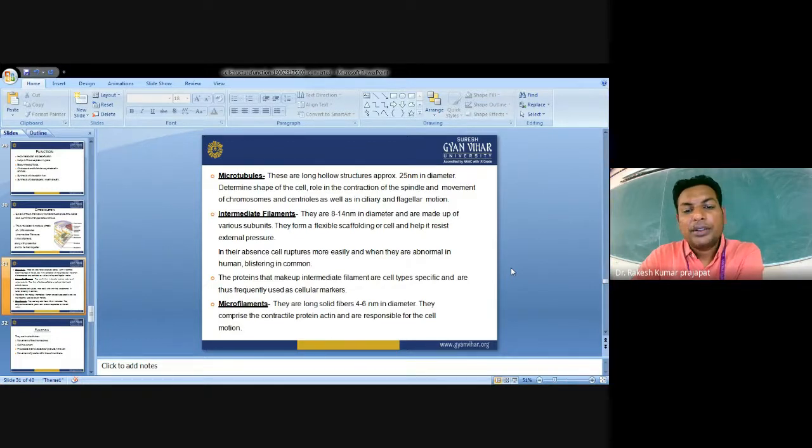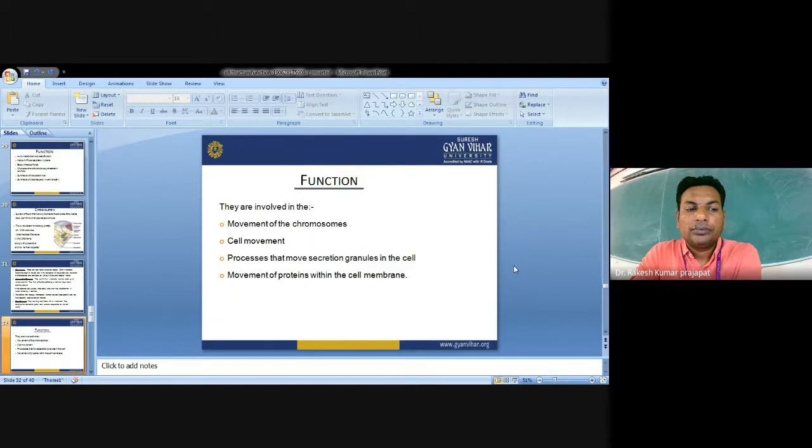Microfilaments are long, solid fibers, 4 to 6 nanometers in diameter. They comprise the contractile protein actin and are responsible for cell motion. Most of the cell motion is done by the microfilaments. Functions of the cytoskeleton: at the time of cell division, movement of chromosomes takes place, cell movement, processes that move secretion granules in the cells, and movement of proteins within the cell membrane.